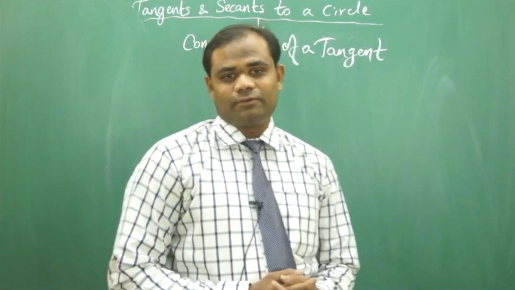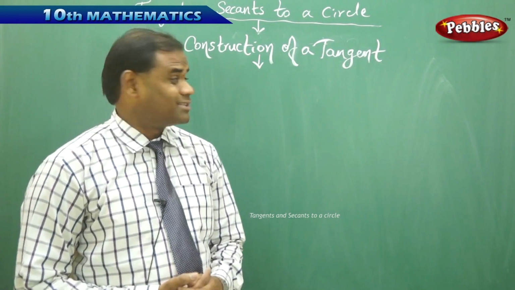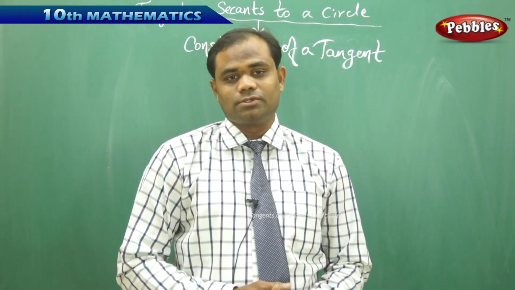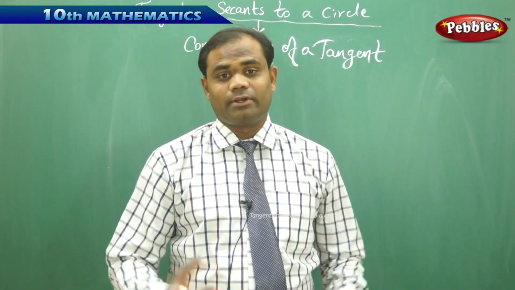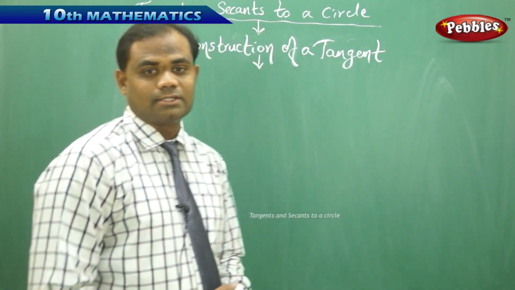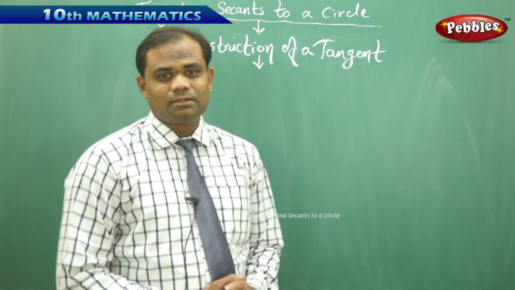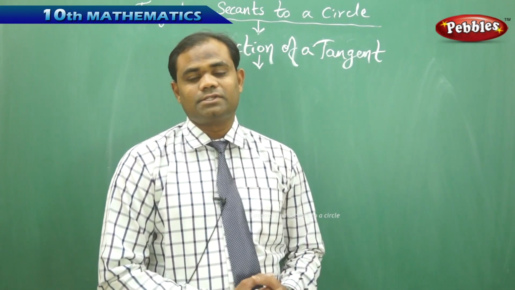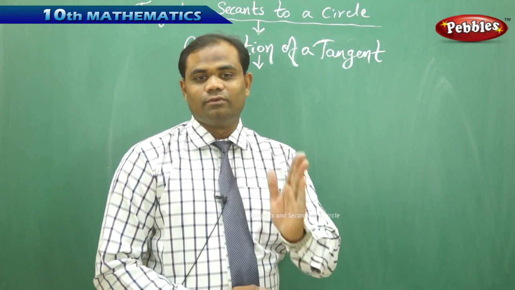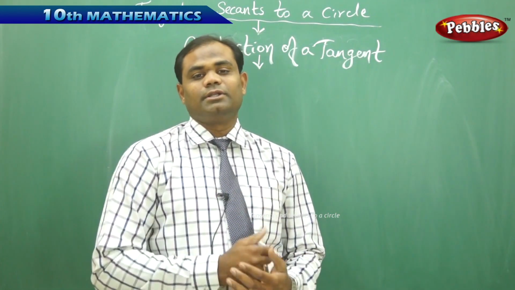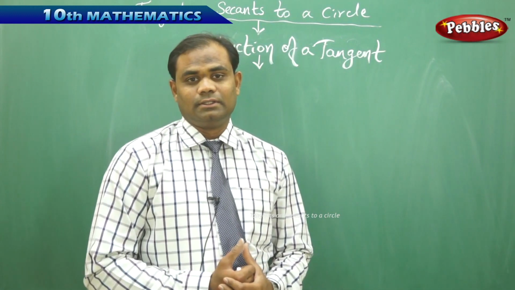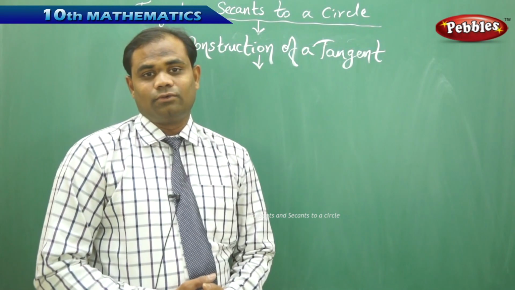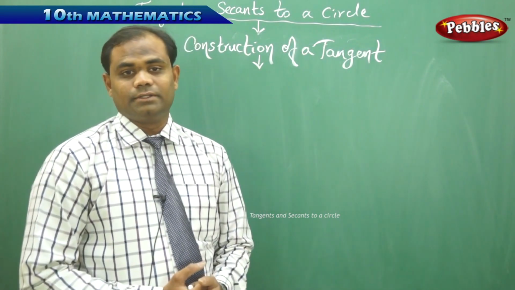Now, construction of a tangent. How do we geometrically construct a tangent to the circle at a particular point on the circle using geometrical instruments or geometrical knowledge is what we're going to discuss in this session. It's quite easy because construction of a tangent is based on the recent theorem which we have discussed, which says that the radius is always perpendicular to the tangent at the point of contact of the circle. Using that property, let's see how a tangent can be constructed for a circle with suitable radius.